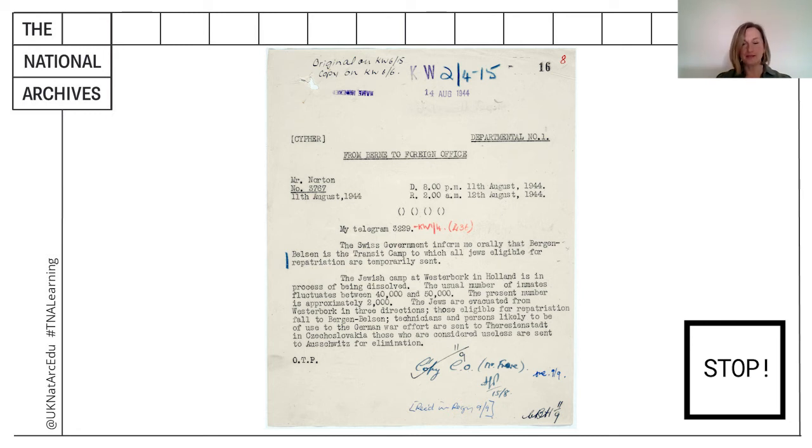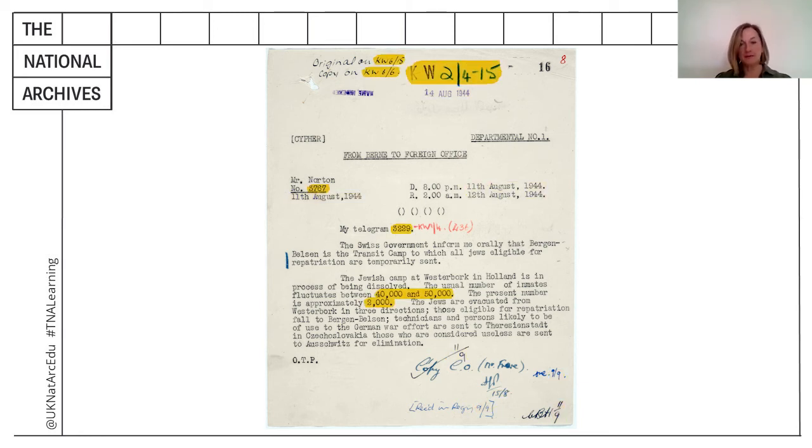Okay, what did you notice? Different handwriting, different colours used to sign names. Lots of dates, numbers. Perhaps there are some names of places that you recognise, and perhaps there's some names of places that you've never heard of before.